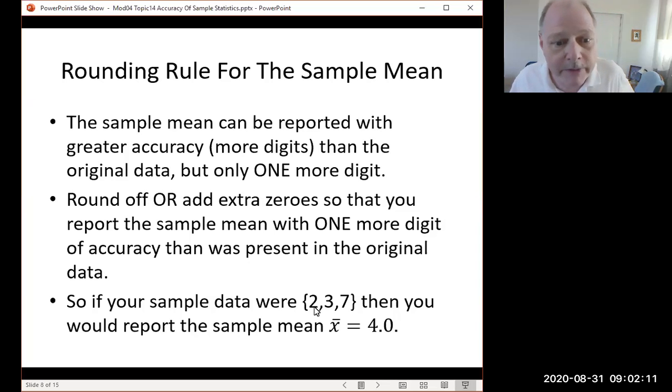So in this example with 2, 3, and 7, you do the sample mean. You can write down 4.0 so that your reader knows it did not come out in between. See, the original numbers here were reported to the nearest whole number. So your sample mean is reported to the nearest 10th. So it gets that extra 0.0 on the end.